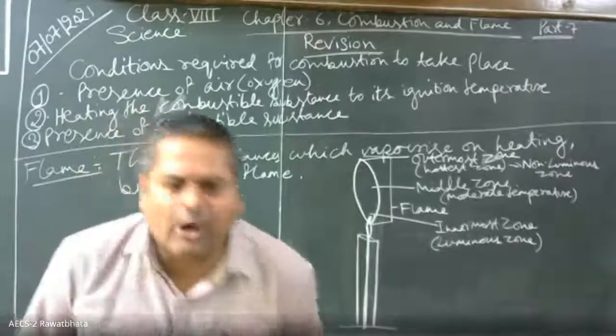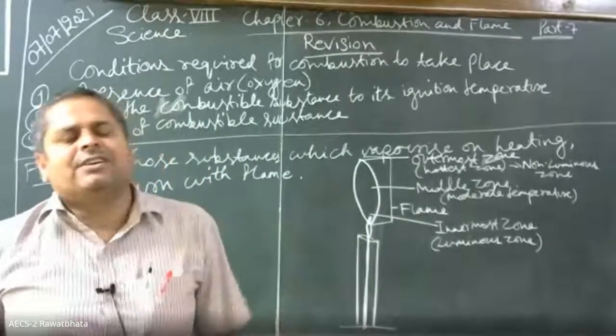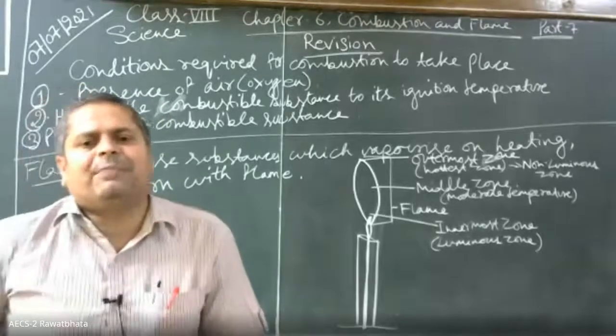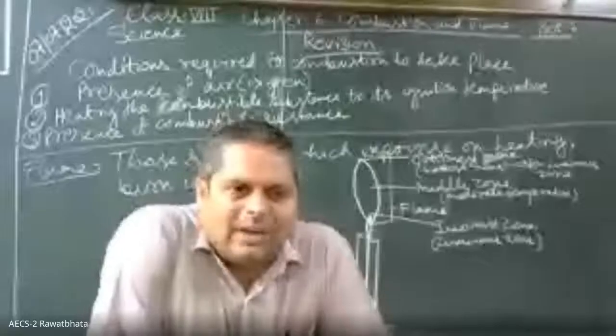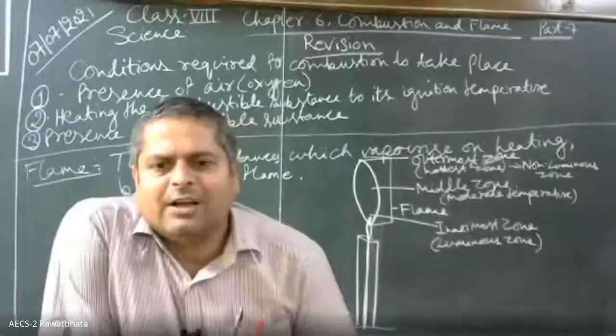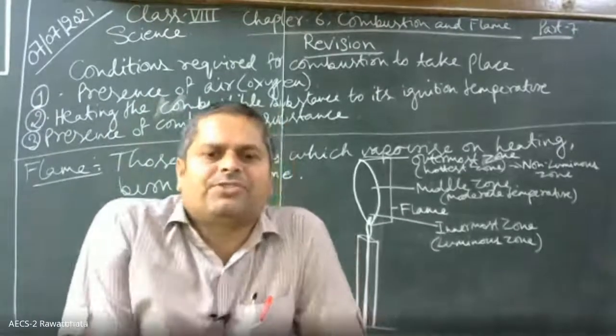Sir, we draw it? No, you have already drawn. I am just revising what we have learned in this chapter. Okay, children? Okay, sir. Flame is the glowing gaseous part of a fire. Your voice is not clear. You can type a message and ask your question in the form of a message.